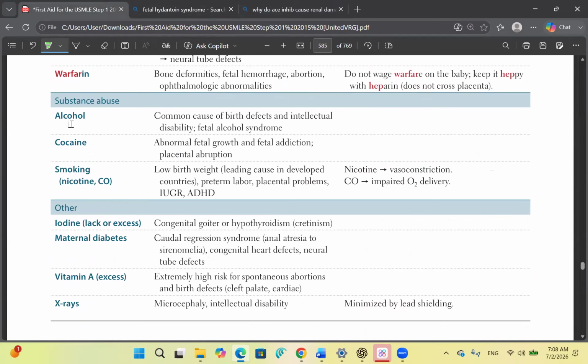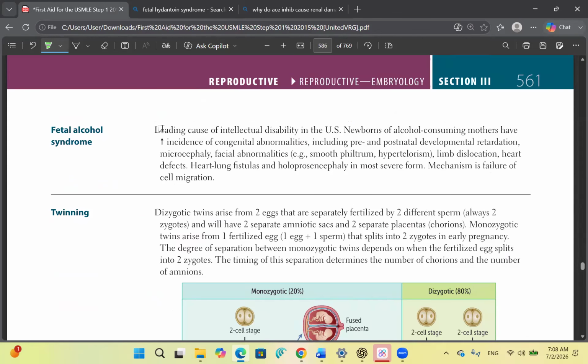Then we have substance abuse. Alcohol is a common cause of birth defects and intellectual disability, and it causes fetal alcohol syndrome, which is the leading cause of intellectual disability in the US. Newborns of alcohol-consuming mothers have increased incidence of congenital anomalies, including pre- and postnatal developmental retardation, microcephaly, facial anomalies, smooth philtrum, hypertelorism, limb dislocation, heart defects, heart-lung fistulas, and holoprosencephaly in the most severe form.